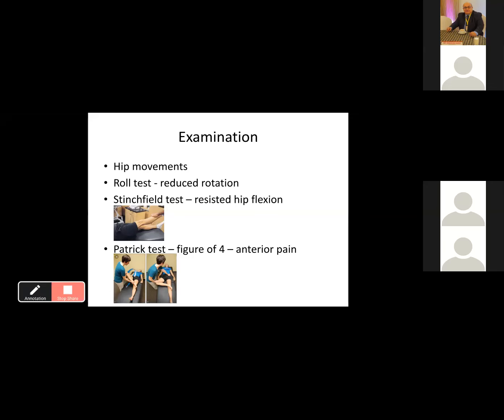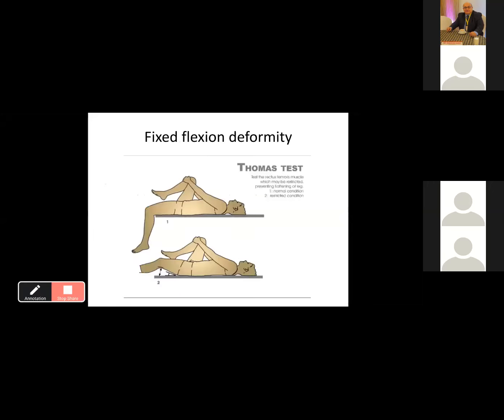Likewise, the Patrick test, which is a figure of 4 type test, can again give you anterior pain. It's less specific, and it's not a great test because you can also get pain at the sacroiliac joints, and then you need to do your FABER's and FADIR's test to see if there's any other SI joint or hip pathology. But these are common tests that come up in MCQs, and if you don't know the names of them, they don't explain them for you.